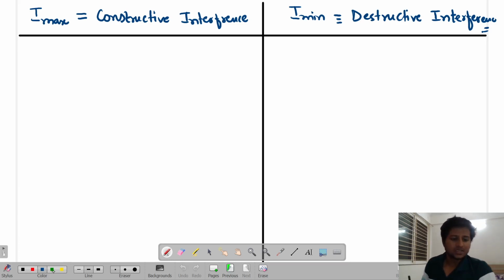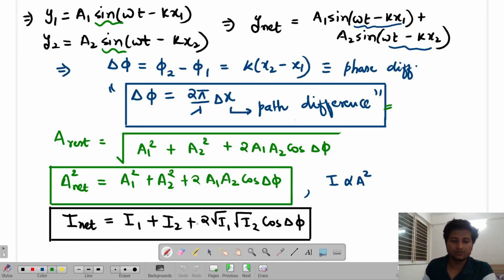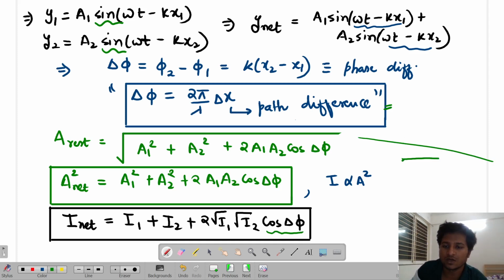So the question arises how to get the maximum value, when this I will be maximum. I1 and I2 will never change because A1 and A2 are never changing. Are you changing the source? No. So A1 and A2 will never change, and I1 and I2 similarly will not change. So what can change? This delta phi can change. I can make one source a little bit farther, one source nearer, and I can change the path difference.